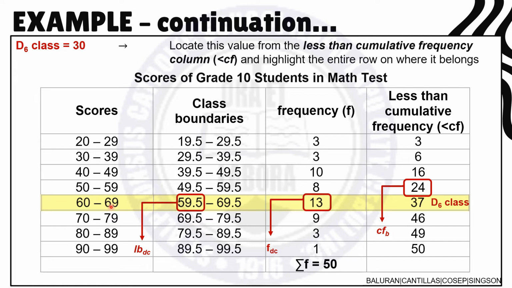Another way also in finding the class interval, we can make use of your lower limit. Like for example, 70 minus 60. So still it gives us an interval of 10. So that is also another way in finding our class interval.